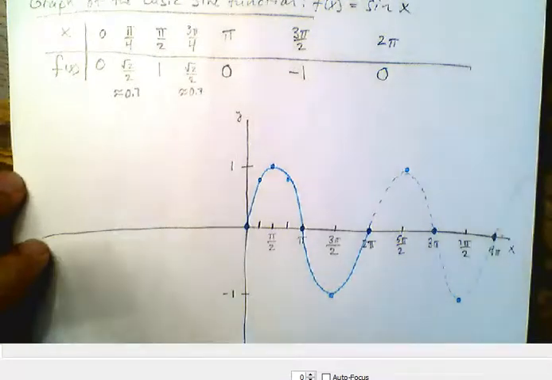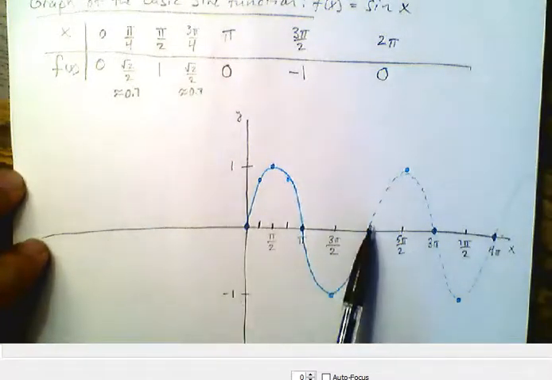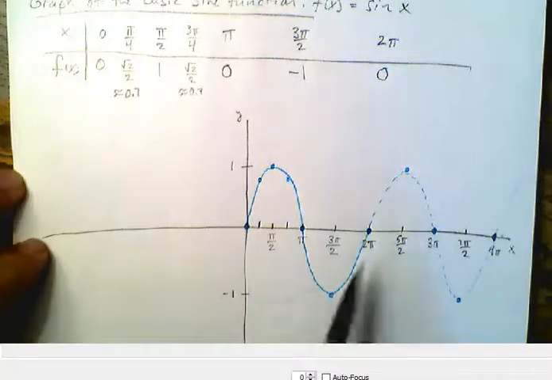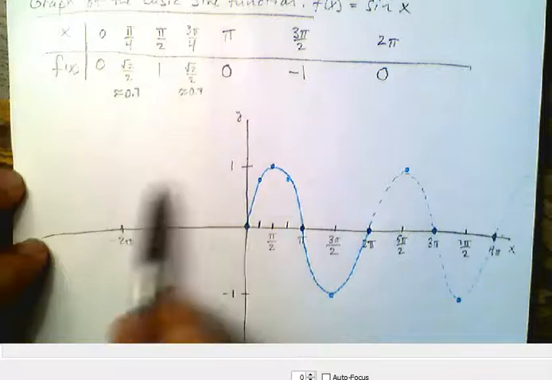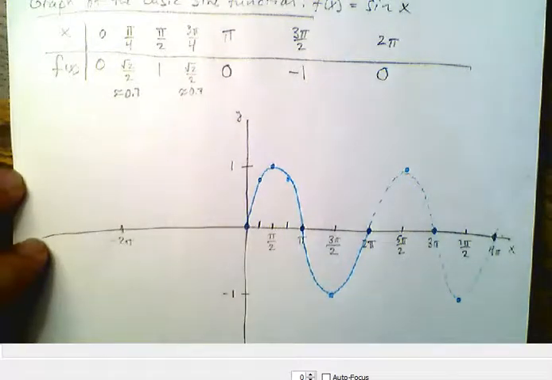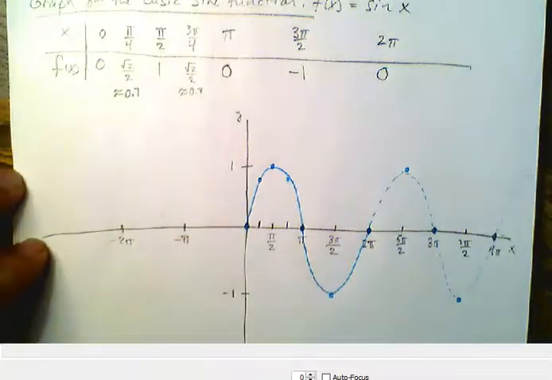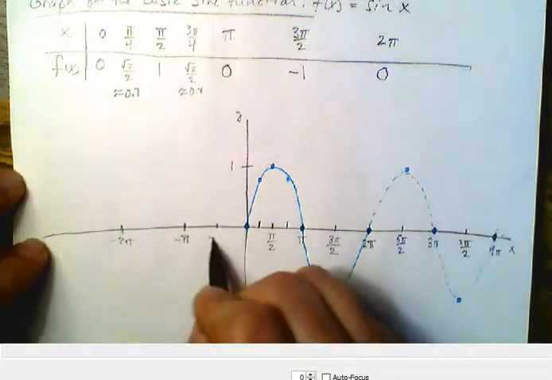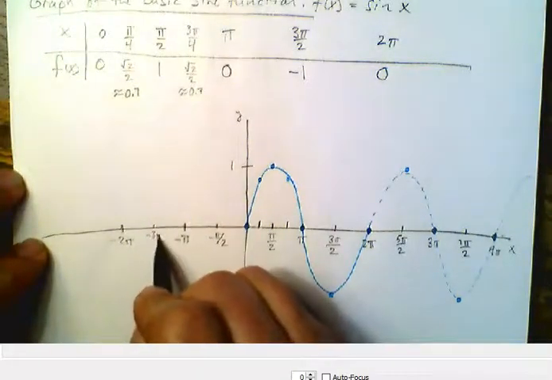We can go kind of backwards as well. So we should have an equivalent wave in between -2 pi and 0. We'll have another sine wave there. So if we break that up, halfway would be -pi and -pi/2. And then here would be -3pi/2.